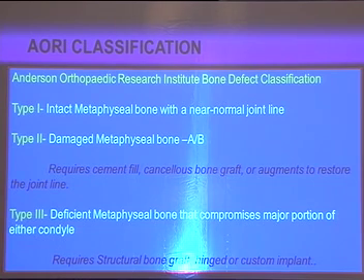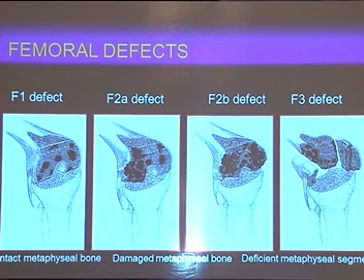Type 3 is the one which has a deficient metaphyseal bone that compromises a major portion of either condyle. And this normally requires either a structural bone graft or a hinged or custom implant. Now these are the pictures of femoral defects. F1 has intact metaphyseal bone. F2, which could be A or B, has damaged metaphyseal bone. And type 3 has a deficient metaphyseal segment.